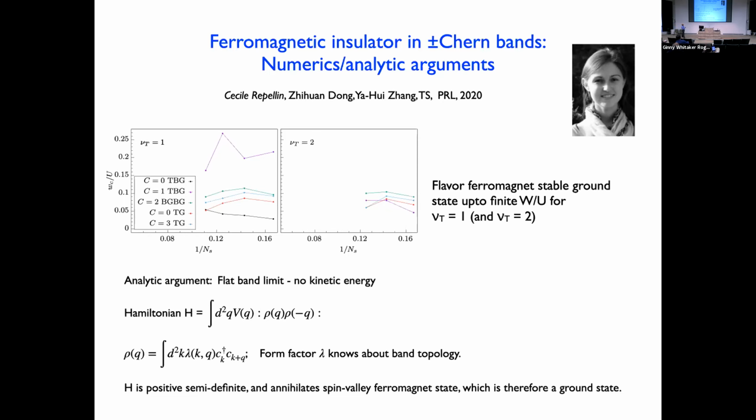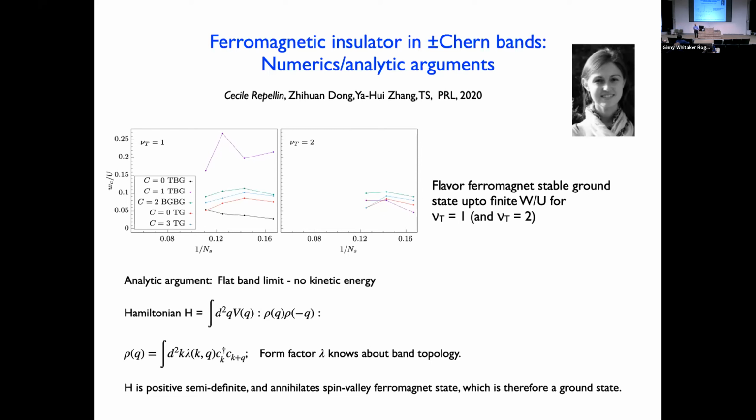So the Hamiltonian is just a density-density interaction, and the band topology lurks in the expression of the density in terms of the electron operators. There's a form factor, and it's this form factor that knows about the Bloch functions and therefore about the band topology. Okay, so this Hamiltonian, it turns out, is positive semi-definite, and the spin valley polarized ferromagnetic state is annihilated by this Hamiltonian. It's a 0 energy eigenstate, and therefore it's a ground state. So that's some analytic support for the statement that in the strong coupling limit, you will get the same answer as in Hartree-Fock.